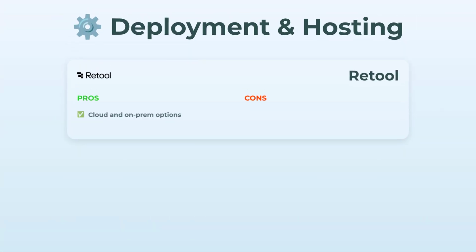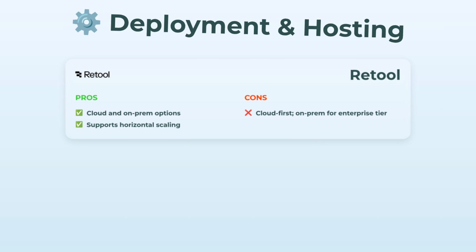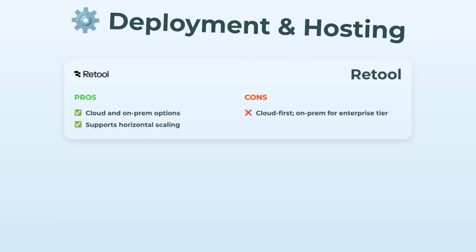Let's talk deployment and hosting. Retool offers both cloud and on-premises options and supports horizontal scaling. There is a catch, though. The real, full-featured on-prem setup is for their enterprise tier. So, cloud first is kind of their default.